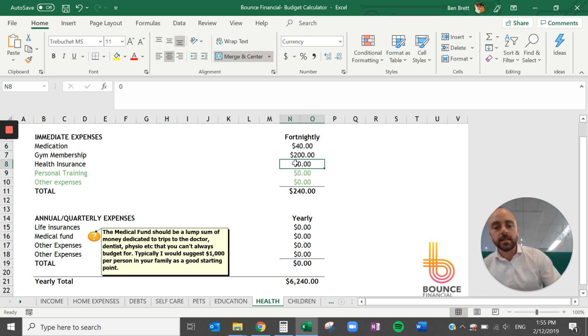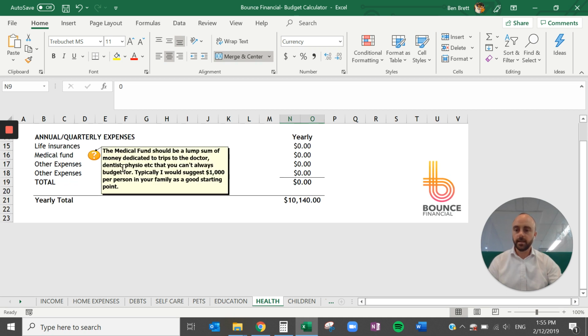Health insurance, again, it depends on your unique situation, your family. Usually health insurance premiums are somewhere up towards the $300-400 a month. So let's just assume it's $150 for this couple. If you receive any personal training, that's something you can put in there, or any other expenses that are sort of health related. Now, in the annual expenses, we have life insurances.